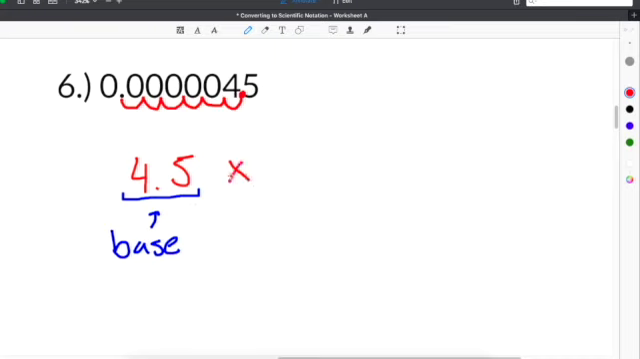Then we're going to write our second part of our scientific notation, which is times a power of 10. And then we're going to count how many times we moved the decimal. So we moved it 1, 2, 3, 4, 5, 6 times. So our exponent is 6, but our number starts as a decimal, which means that the exponent must be negative because we started with a decimal. And 4.5 times 10 to the negative 6 is going to be the solution for this.